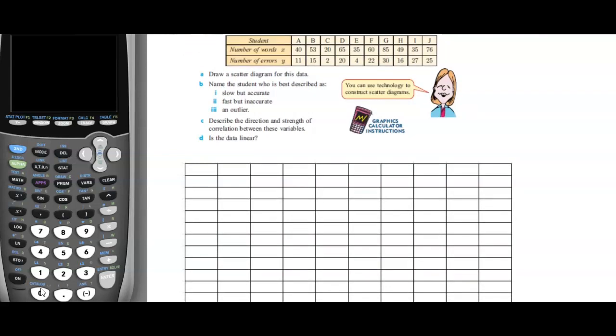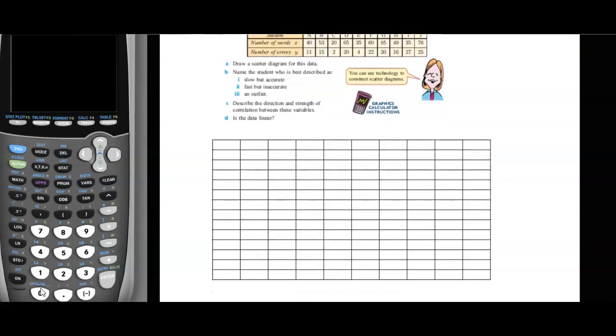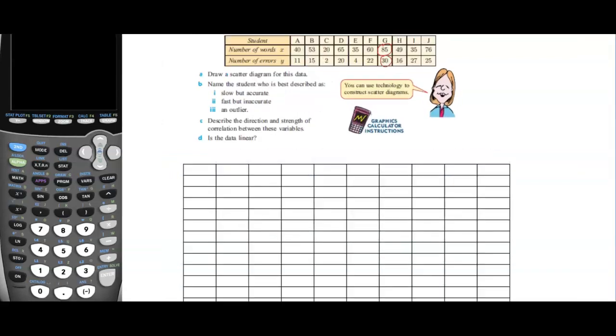All right, so for this data, we're going to label the x-axis number of words, and the y-axis will be number of errors. How do I know which one's x, y? Well, in this case, they actually told me that the first one's x and the second one's y, but usually the first one is x and the second one is y. They're not trying to fool you or anything. Usually they're going to give it to you in alphabetical order like that.